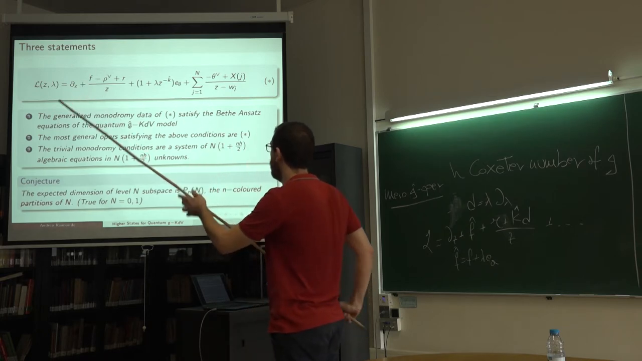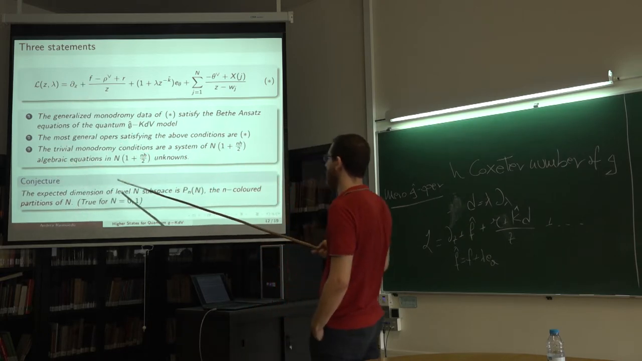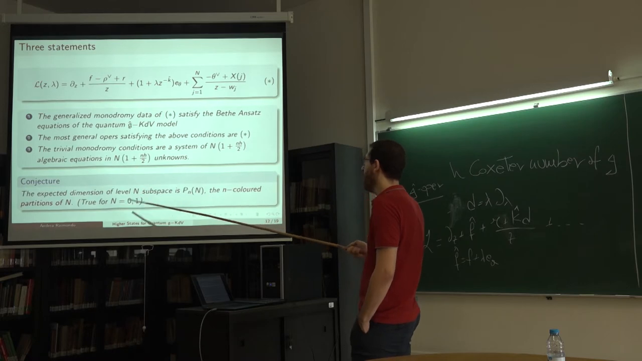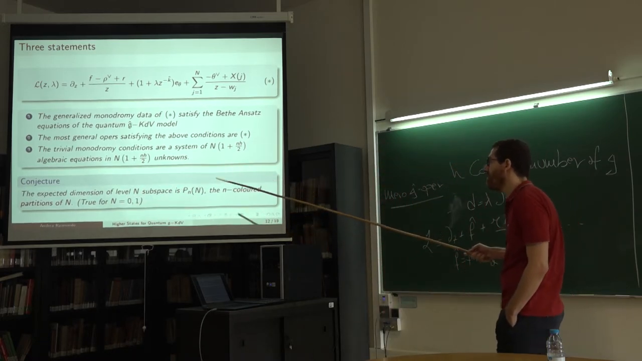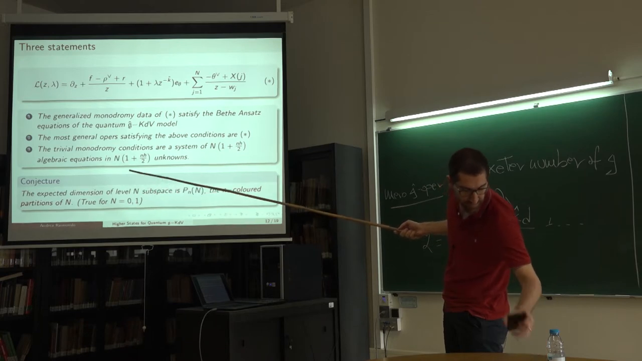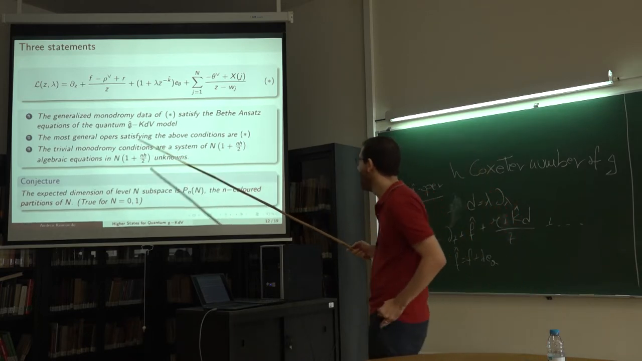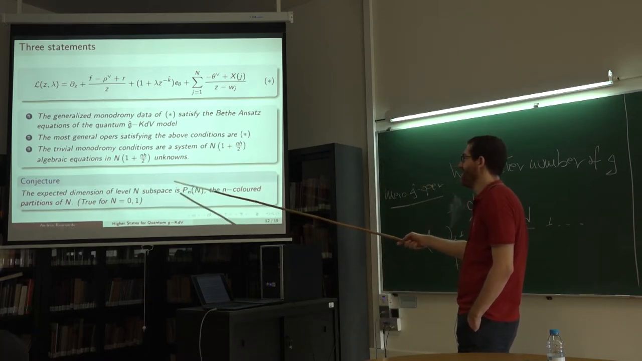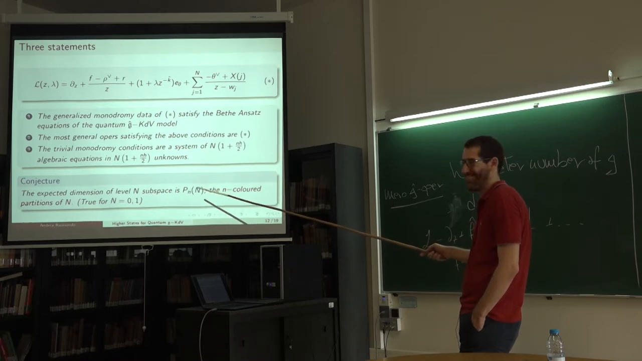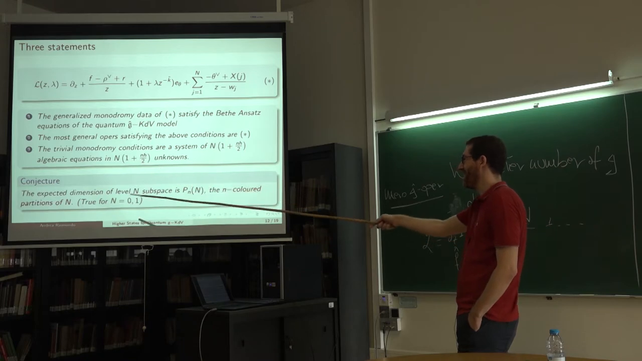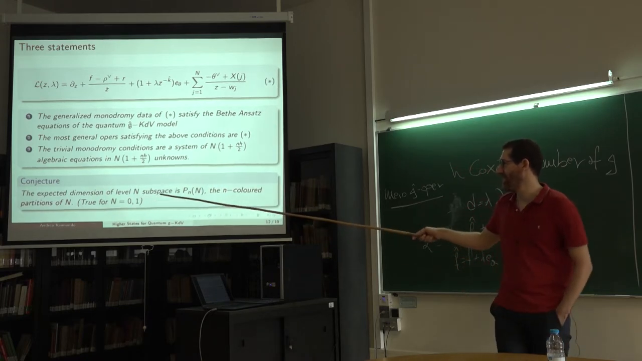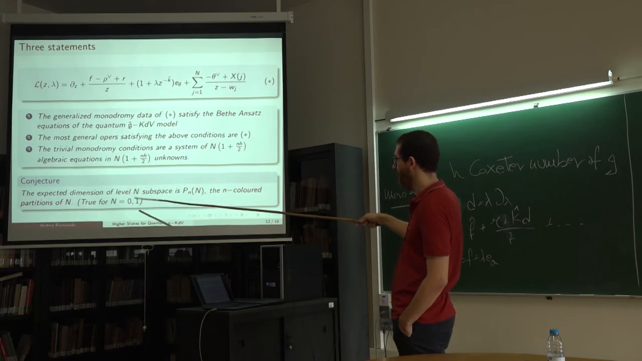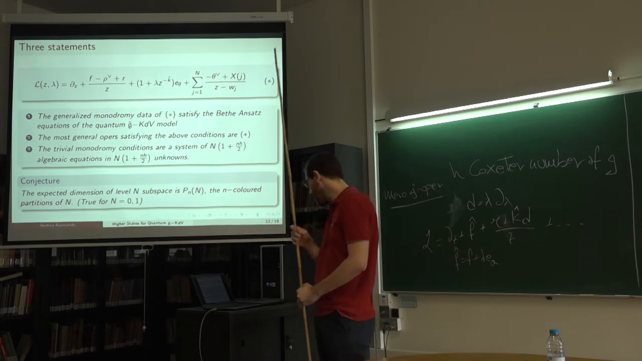Okay. A conjecture about the expected dimension of the level n subspace, so the number of opers you get with the fixed n. The expected dimension is p_n of n, the n-color partitions of n. So for n equals 0, if you want, you just have 1; for n equals 1, you get n, small n, opers.